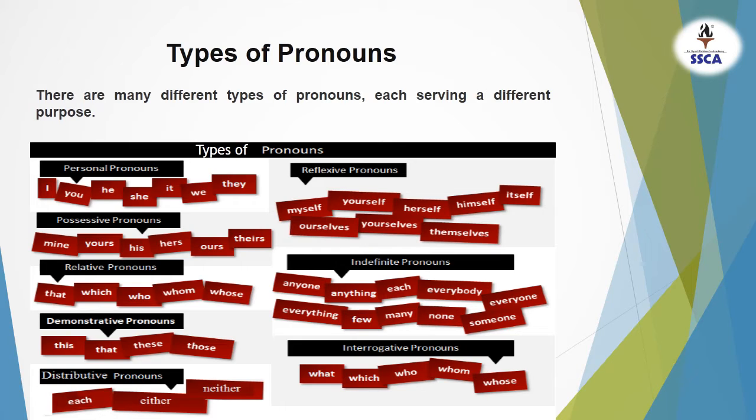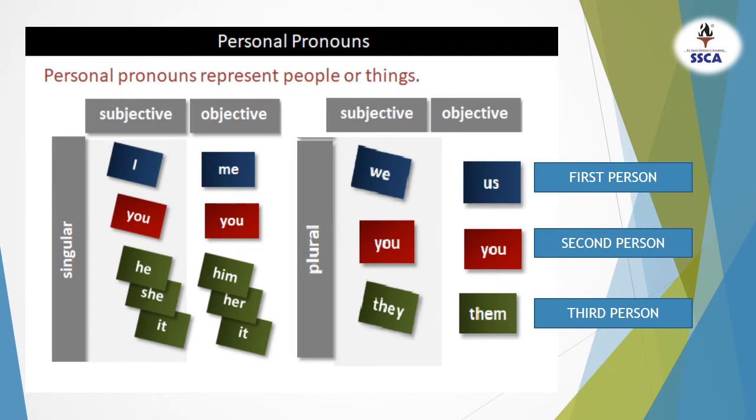And we have different types of pronouns like personal pronouns, possessive pronouns, reflexive pronouns, relative pronouns, indefinite pronouns, demonstrative pronouns, distributive pronouns, and interrogative pronouns. In today's lecture, we will study personal pronouns, possessive pronouns, and reflexive pronouns. Now, the first kind of pronouns we are going to study are personal pronouns. Personal pronouns are of three kinds. First one is I and we.